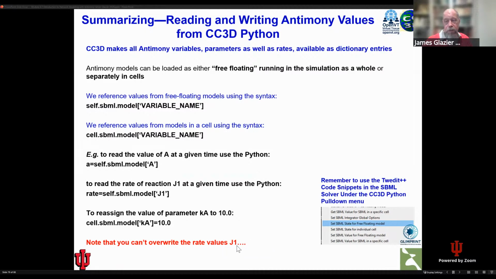If I have declared a rate J1 colon, those cannot be overwritten, but they can be read. So rate equals self.sbml.model J1 will give me the rate of reaction J1. I can't write to it. It's a read-only option.